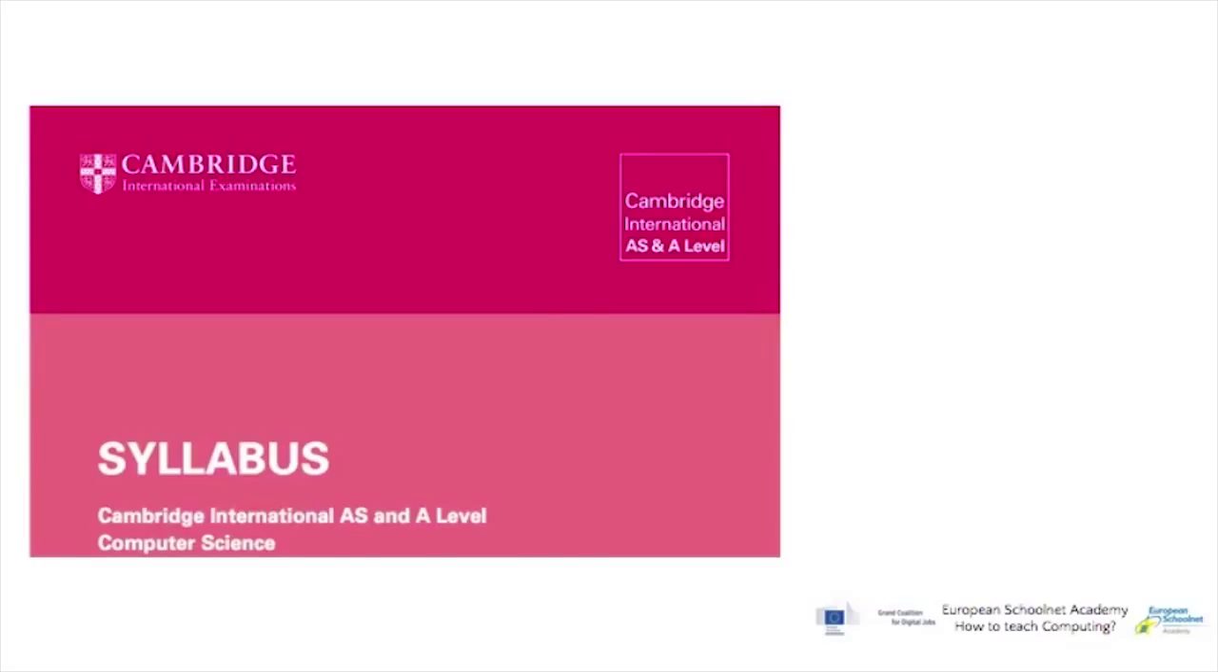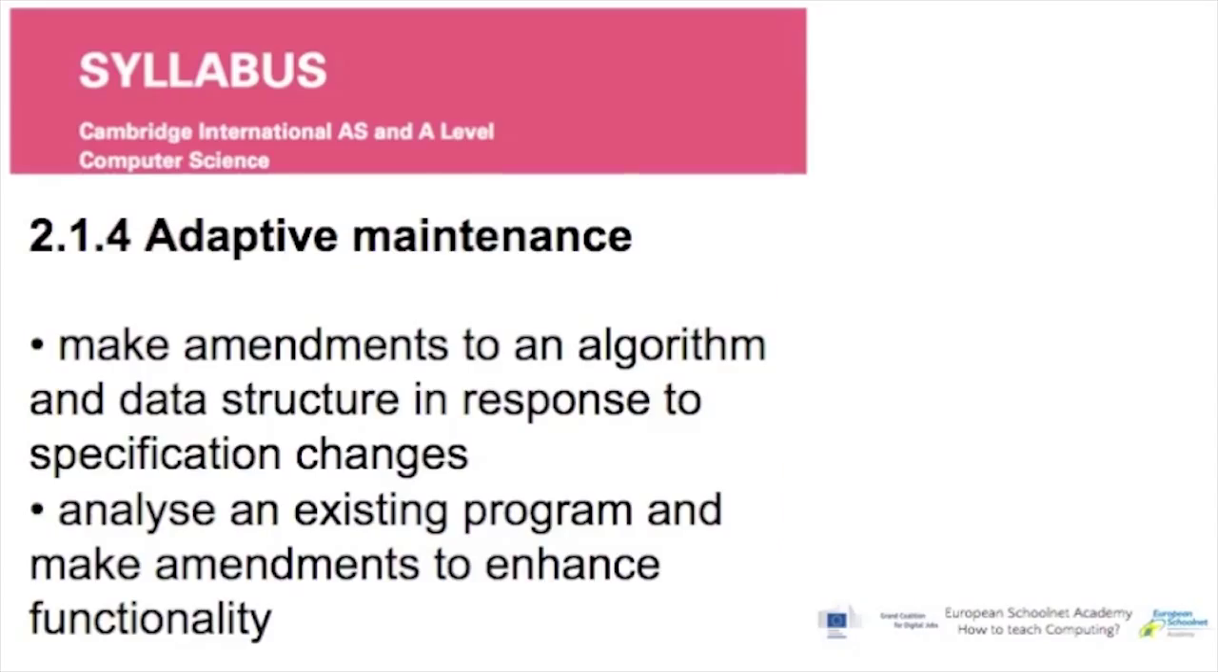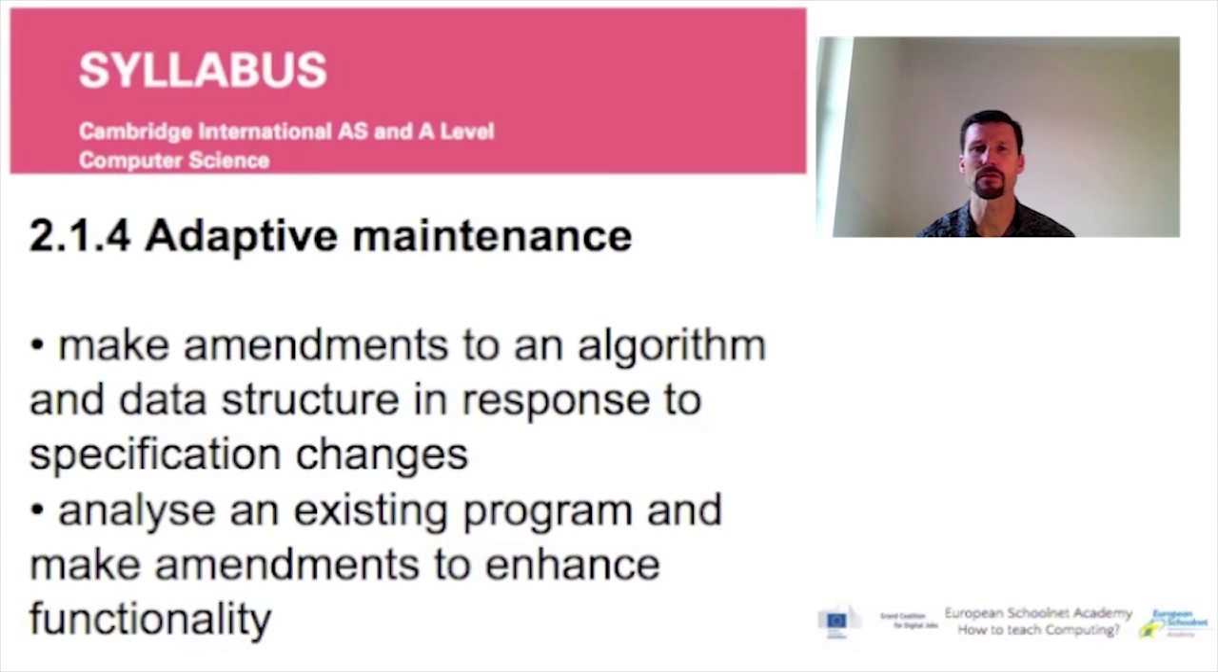This more complex program, the alternating action switch, would be a great project for more advanced students, ages 16 and up, for example, British A-level students. Adaptive maintenance is making amendments to an algorithm in response to specification changes. The added requirement that the LED stays on until the next button press is a great way to challenge students to alter their code to respond to this new requirement.